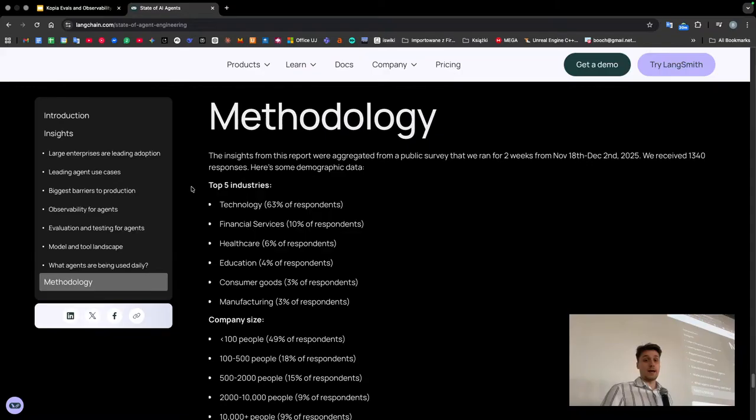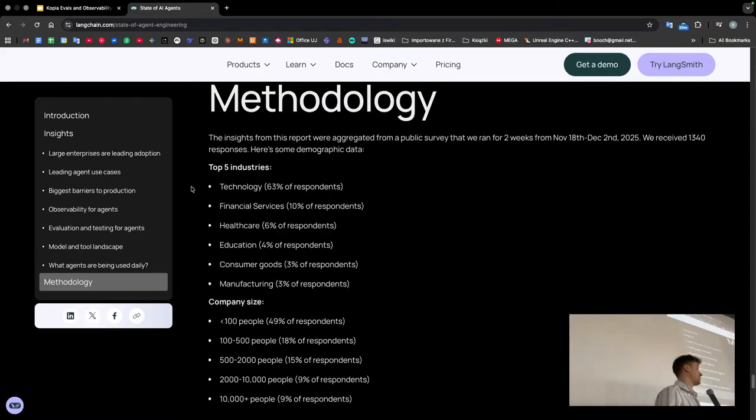And the last thing I want to share is the methodology. We see that the top industries are technology, financial services, health tech, education, consumer goods, and manufacturing. I think the top 3 are a no-brainer, but technology is a lot bigger than the others. I think our attendees are also kind of similar to this, so that's how it works.